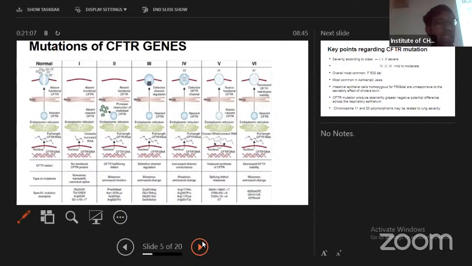In class 4, the CFTR protein is produced, but the chloride function is not up to the mark. Conductance is less. In class 5, the reduced synthesis, the number of the CFTR protein is less. And in class 6, the stability of the CFTR protein is less.